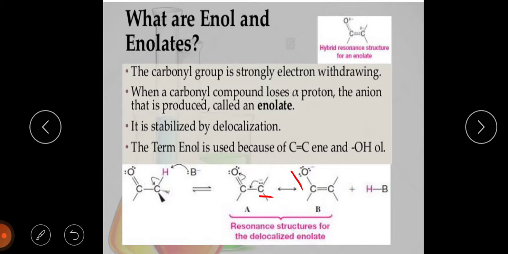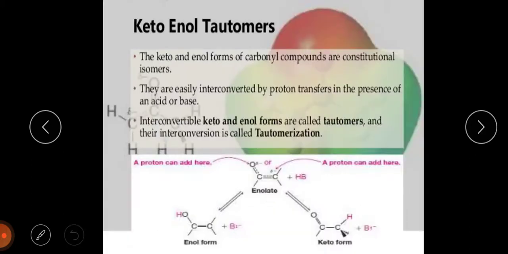We can see that structure A is favored by the strength of the carbon-oxygen pi bond relative to the weaker carbon-carbon pi bond. But structure B makes a greater contribution to the hybrid because oxygen, being highly electronegative, is better able to accommodate the negative charge. This is the hybrid resonance structure for an enolate.